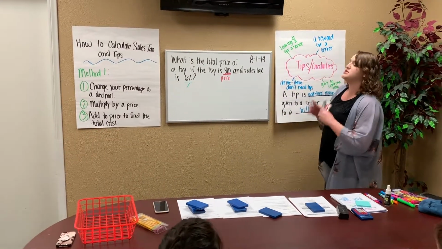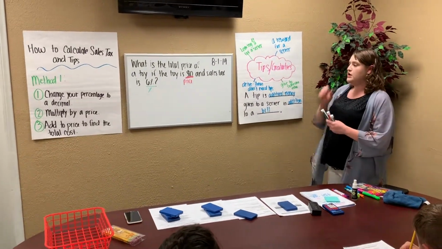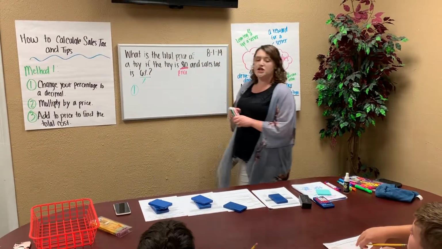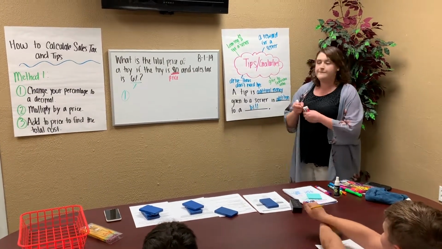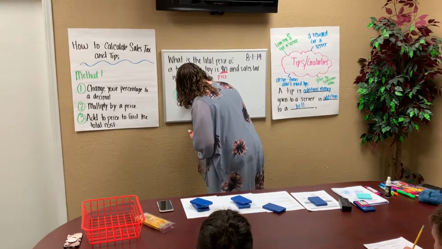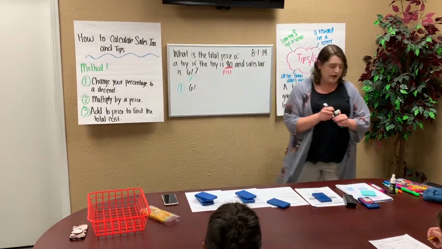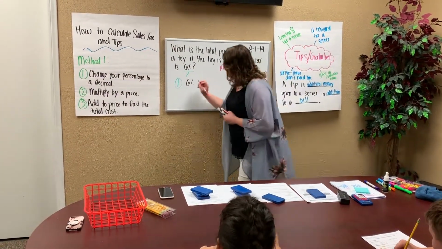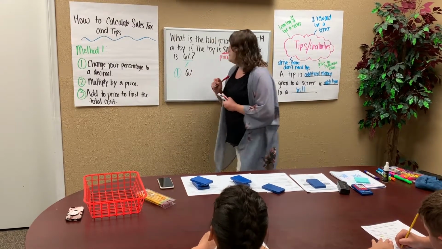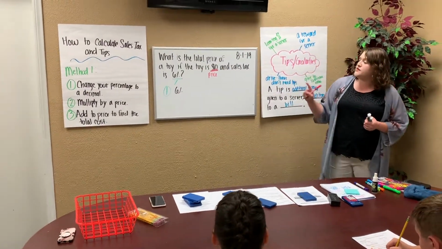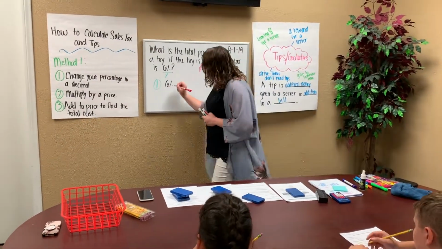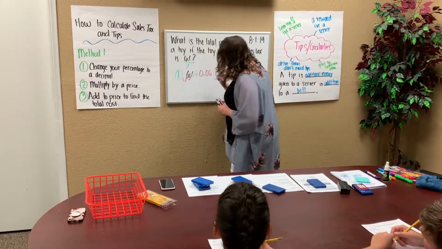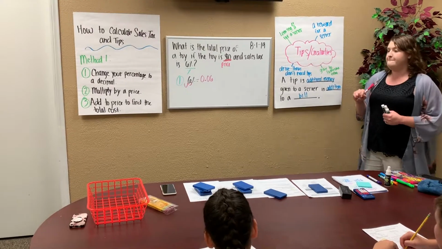So, if I'm going to use my first method, my first step is I'm going to change my percentage to a decimal, right? Yes. So I'm going to take 6%, and I need to change it to a decimal. How am I going to change it to a decimal? By putting an imaginary decimal right behind it. How many times am I going to move the decimal? 2 times. So I'm going to go once, twice, and that becomes 0.06. Do we agree with that? Yes. Okay.